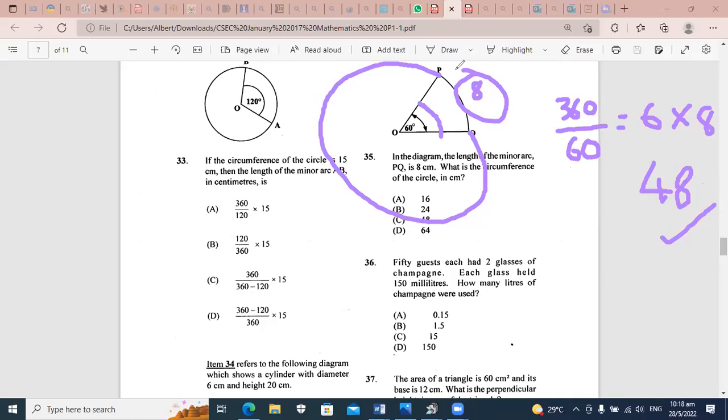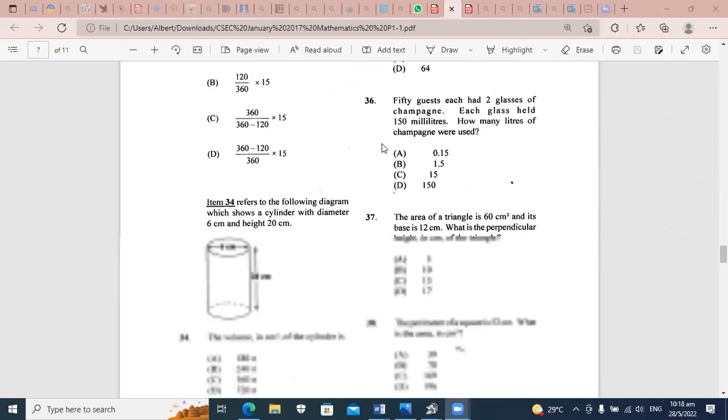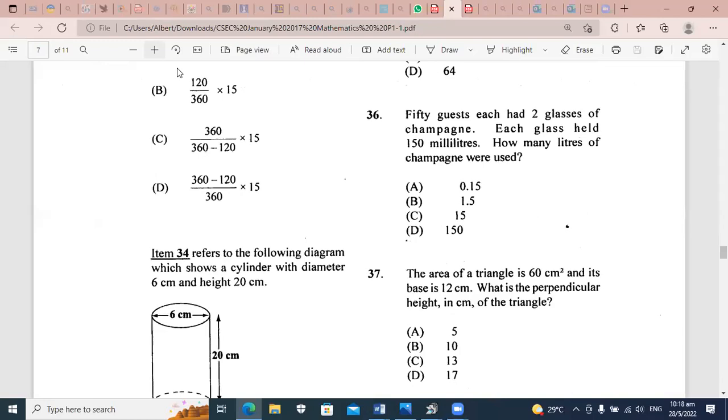All right. Let's look at this one about 36. So 1.5. What you need to know is that 1,000 milliliters gives us 1 liter. That's what we need to know. So we have to work with that.